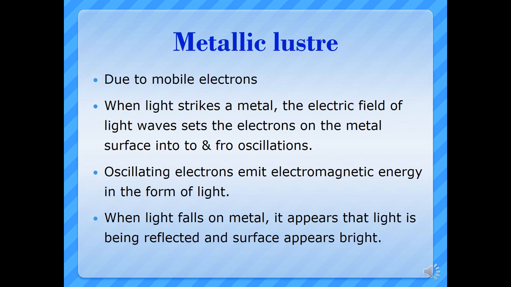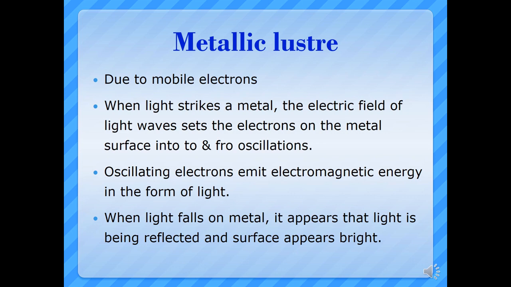So what happened here is that light first fell on the metal. The electric field of the light interacted with the electrons on the metal lattice, setting the electrons into to and fro oscillations. And these charged electrons, while oscillating, will emit electromagnetic radiation in the form of light. So in short, when light falls on the metal, it appears that the light is being reflected back, and therefore the surface will appear bright.